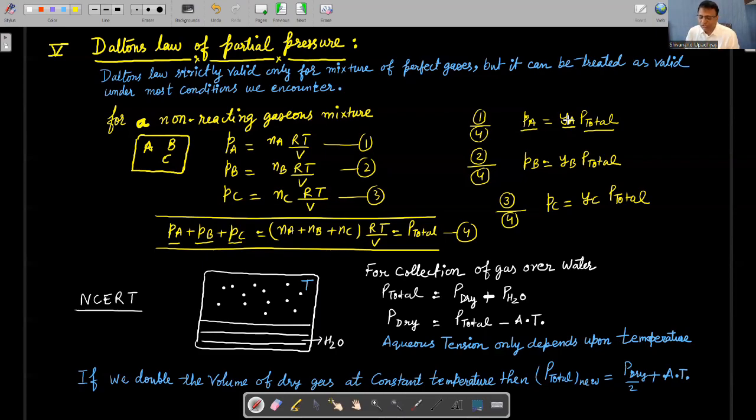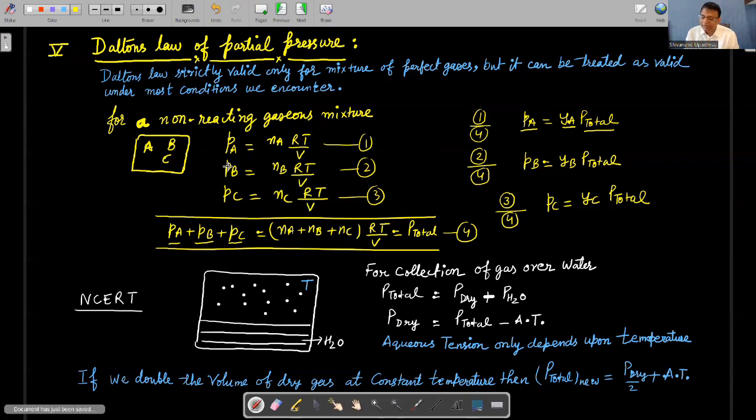If you read books, you will find that Dalton's law is strictly valid only for a mixture of perfect gases, but it can be treated as valid under most conditions we encounter. Why am I discussing that? It is strictly valid for ideal gas. We are going to prove it. Suppose in this non-reacting gaseous mixture there are gases A, B and C. The partial pressure of gas A is equal to number of moles of A times RT by V. Partial pressure of B is number of moles of B times RT by V. Partial pressure of C is number of moles of C times RT by V.